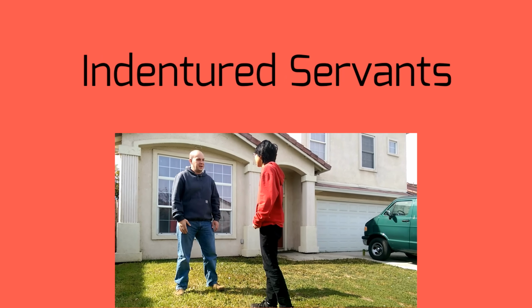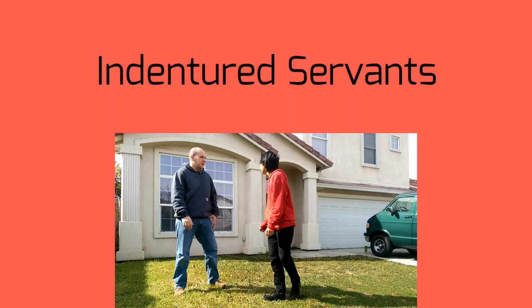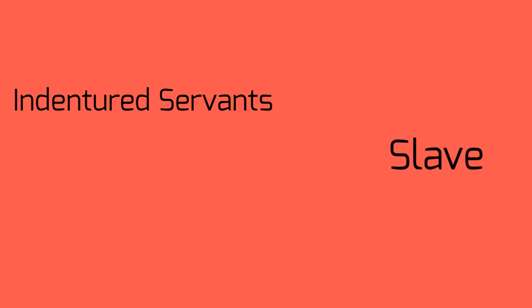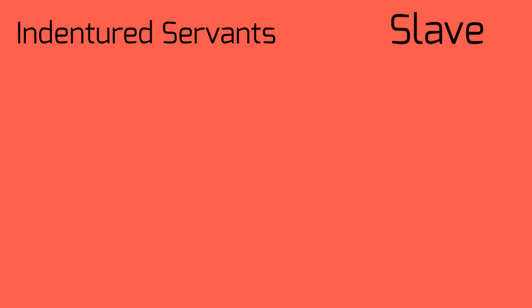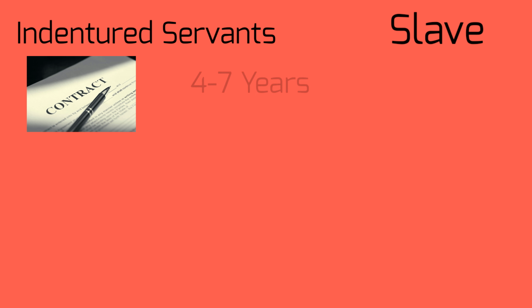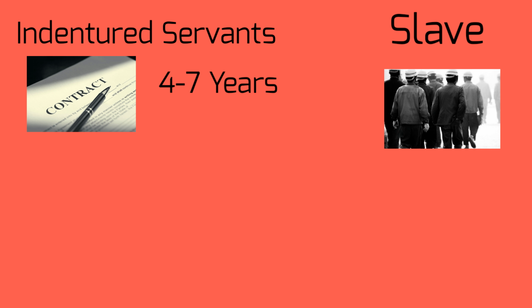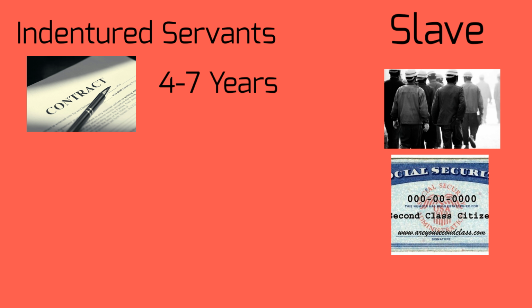In the first clip with me and Brian, you hear me mention indentured servants. Let me take this opportunity to clarify the difference between an indentured servant and a slave. There are many similarities, but there are also distinct differences. An indentured servant signs a contract for a term of 4 to 7 years. During this term, they are forced to work in physically demanding jobs, just as slaves are. Also, during their term, they are treated as a second-rate citizen, just like a slave.